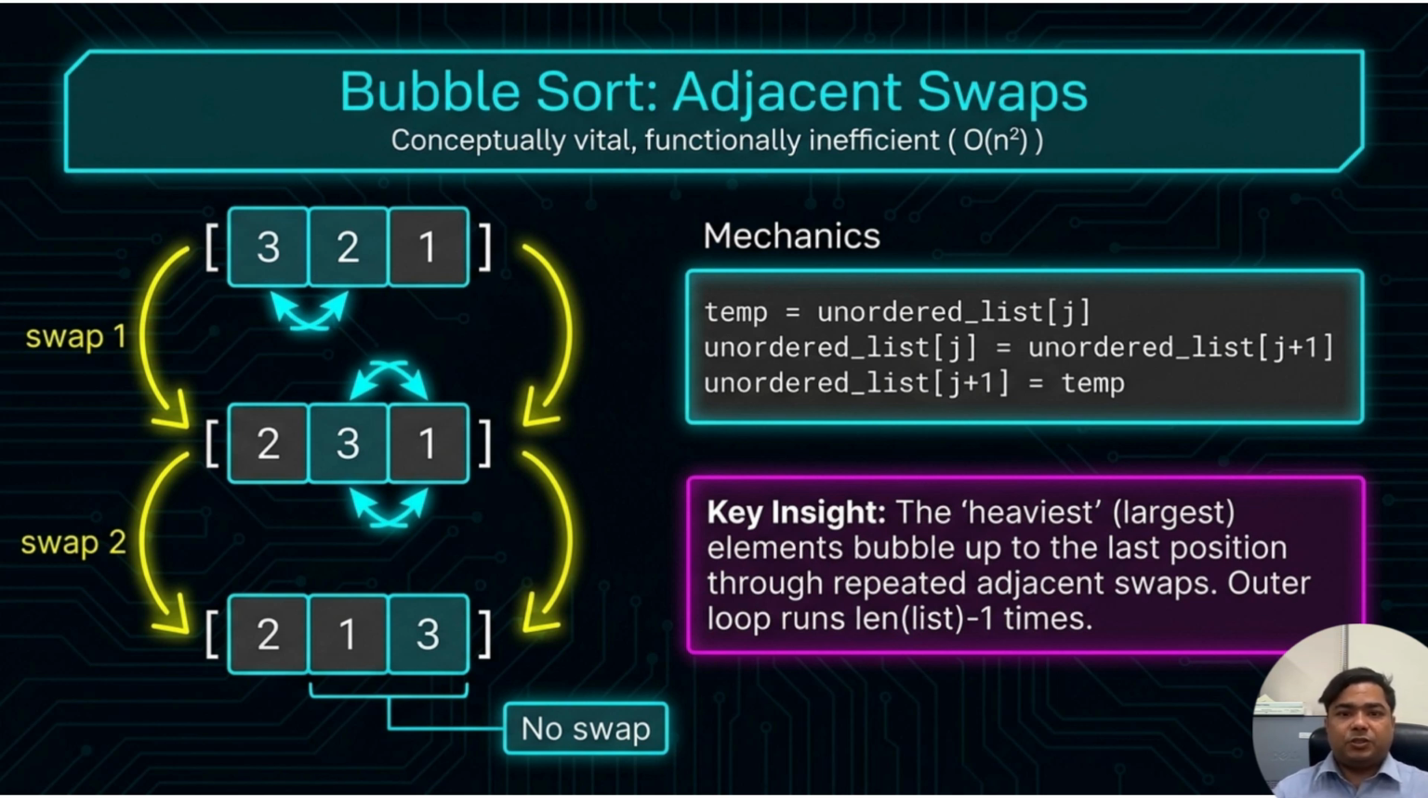The mechanism shown in the slide uses a temporary variable. First, one value is stored in temp, then the second value is moved. Finally, the temp value is placed in the second position.